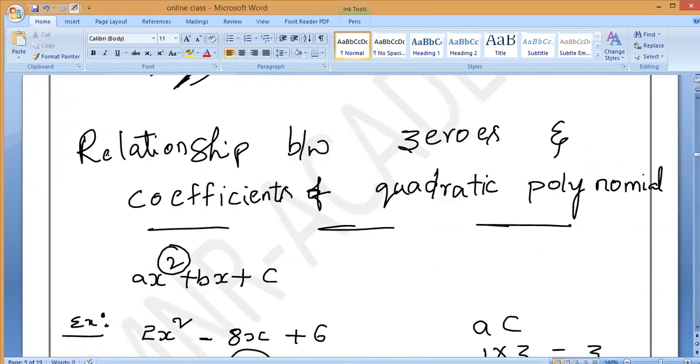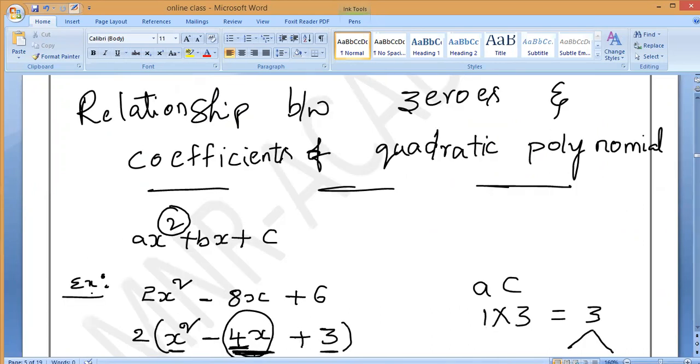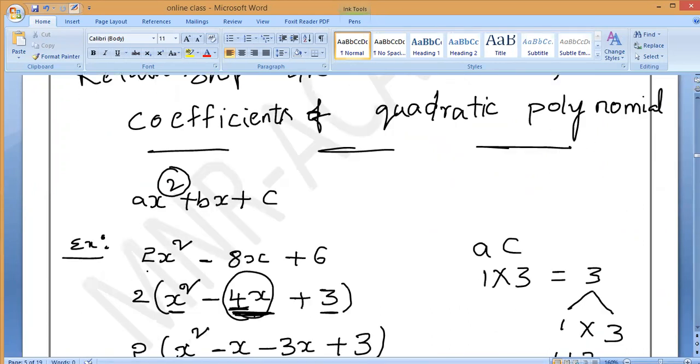Okay. Here we have to find the relationship between zeros and coefficients of the quadratic polynomial. Take one example. The example is 2x square minus 8x plus 6. Okay, this is one example. Here 2 is common. Understood, Padma?